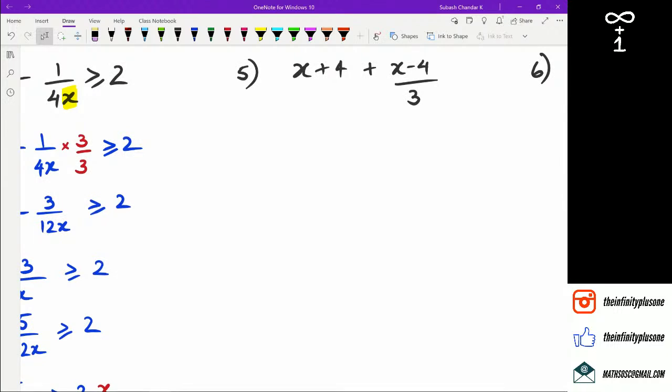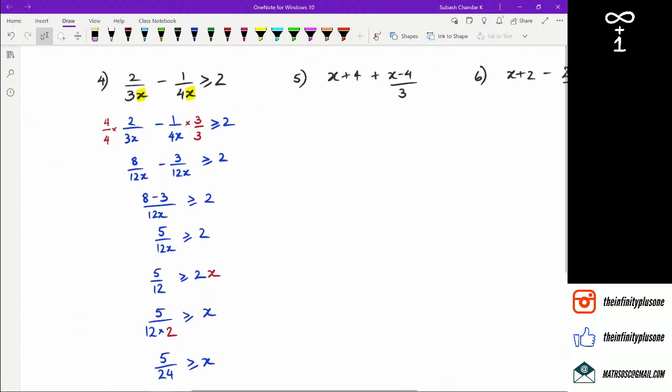So question 5, what we have got here is we don't actually have 3x plus 8.